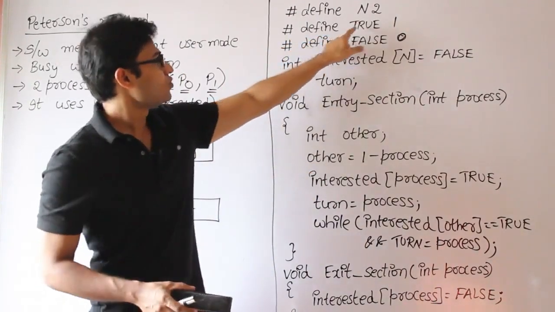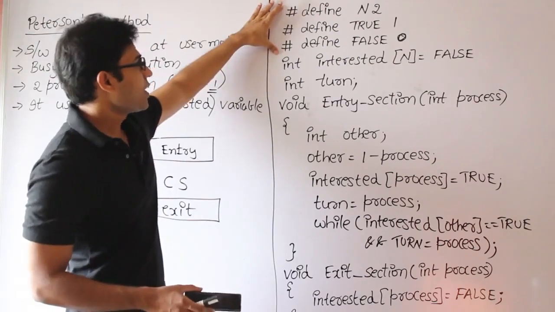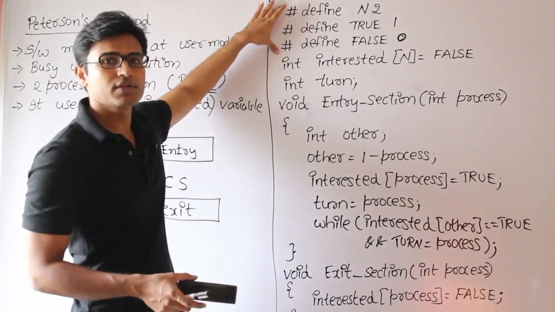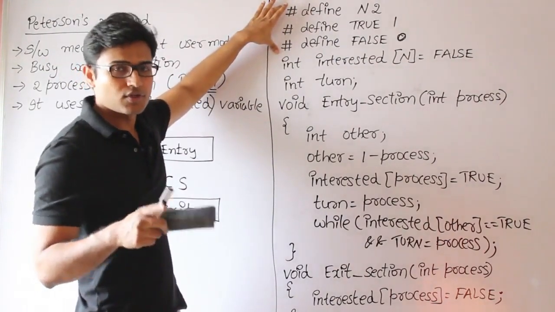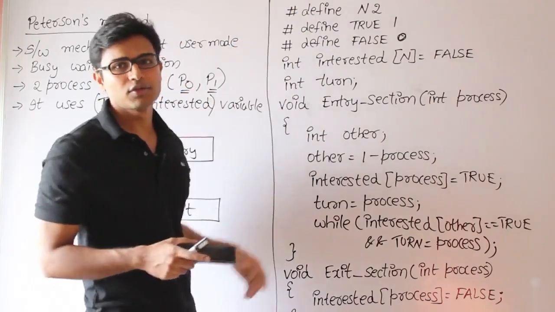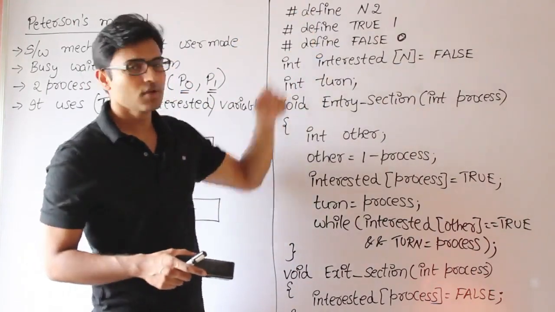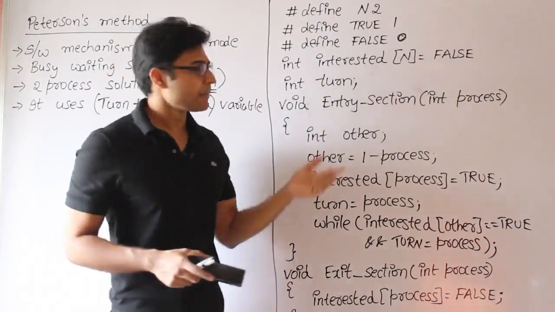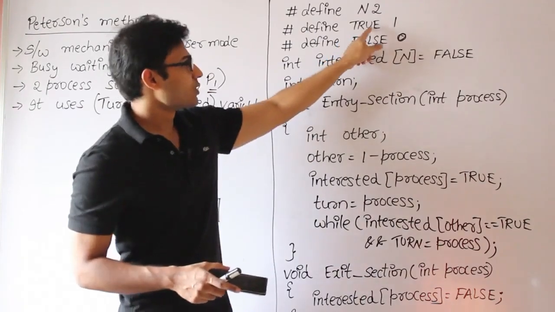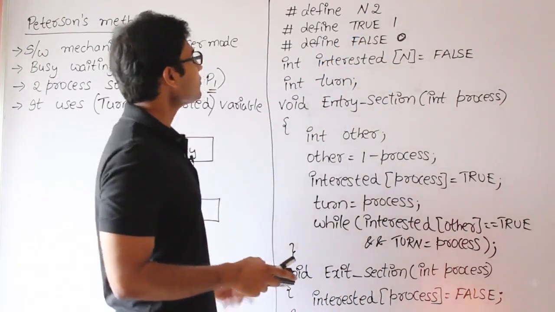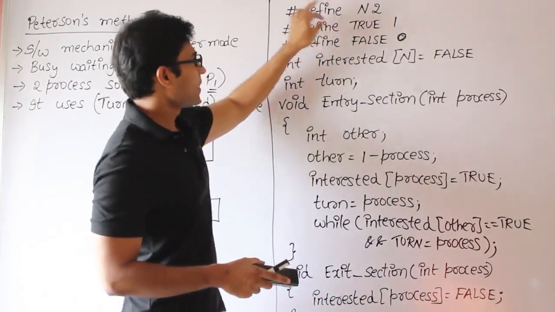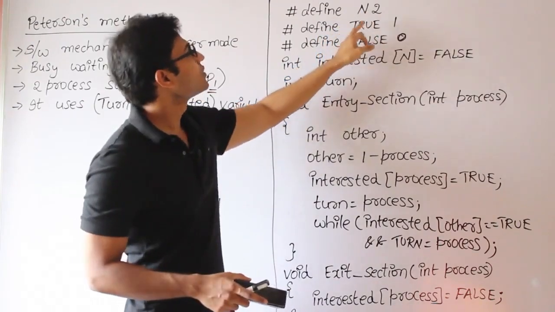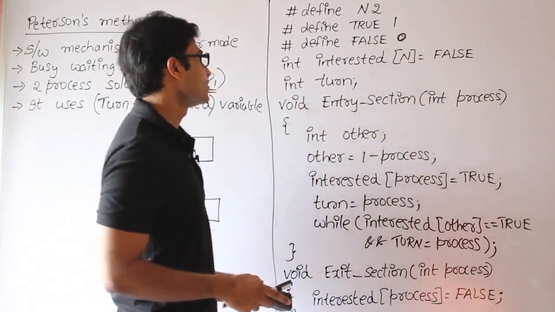And hash define TRUE as 1. These are all the constants. Hash defines are nothing but the preprocessor directives which are used to define constants, which means wherever you see N now, you always assume that it is 2, and wherever you see TRUE, it is nothing but 1, like that. Now I am saying that the number of processes N is 2, TRUE is defined as 1, and FALSE is defined as 0.